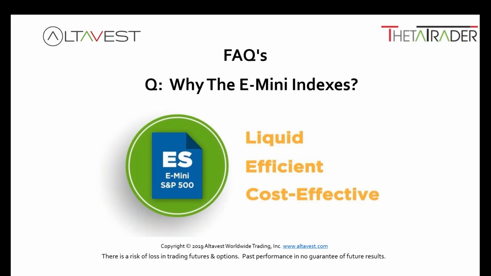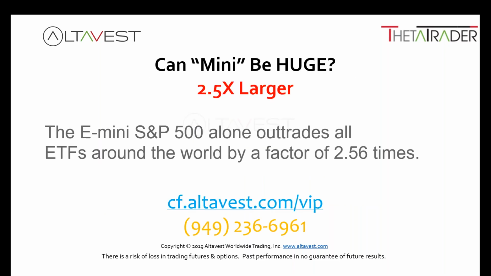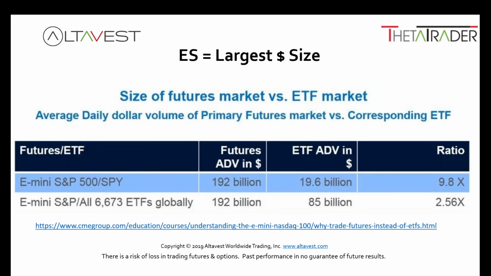And why the E-minis? They're liquid, they're efficient, they're cost effective, and they're actually huge. Kind of an oxymoron, but they're 2.5 times larger than all the ETFs around the world. And let me repeat that. People kind of get blown away at that. The E-mini S&P 500 compared to the SPY is almost 10 times larger in average daily dollar volume. Compared to all ETFs around the world, the E-mini S&P 500 is 2.5 times larger. So you're in the right spot. We're in the right spot.